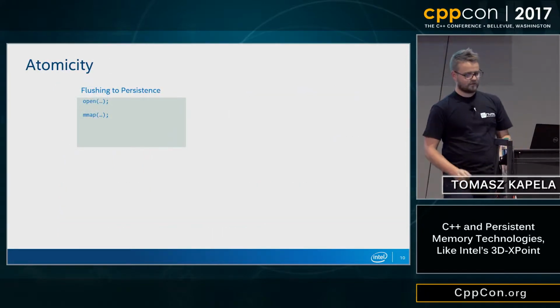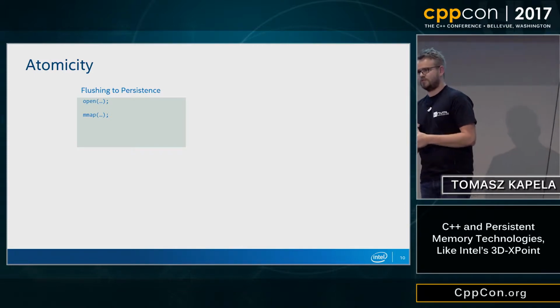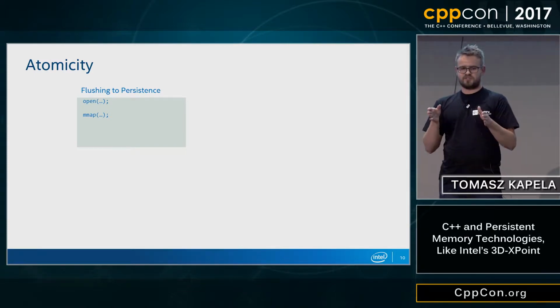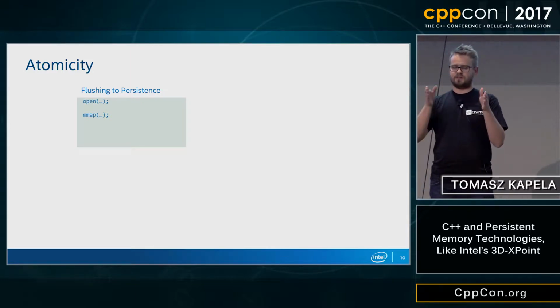We've got to talk about this atomicity. The CPU, the only guarantee that I know of is that an 8-byte store is not going to be torn. So if you get an interruption, an 8-byte store will either result in the new data or the old data.